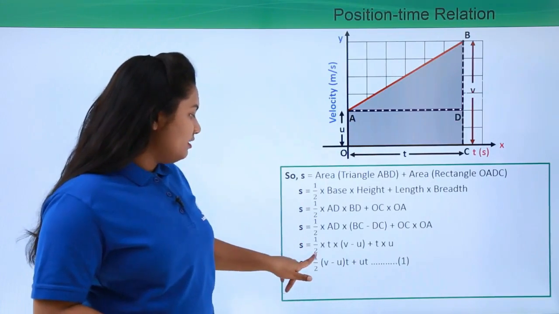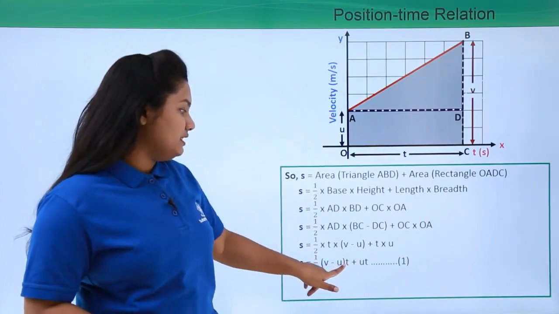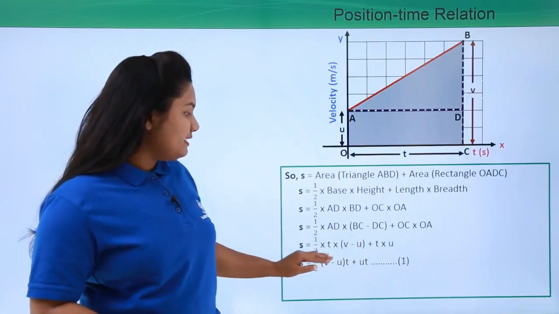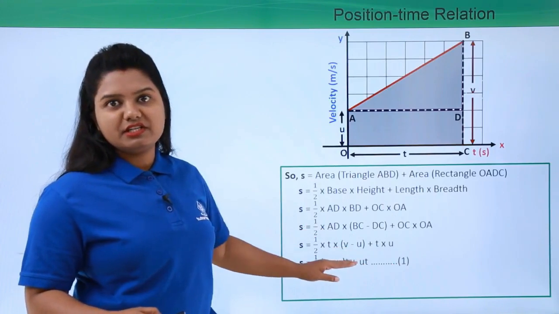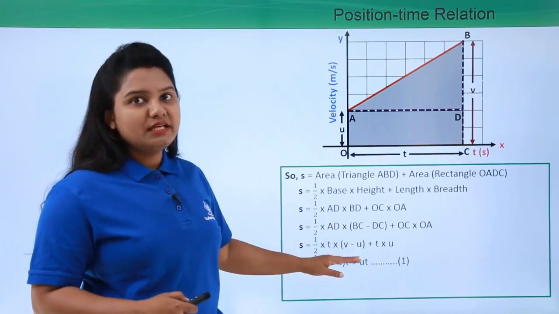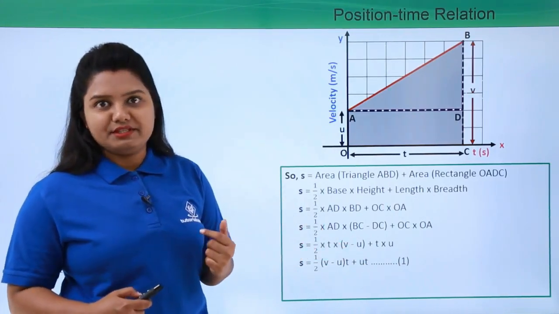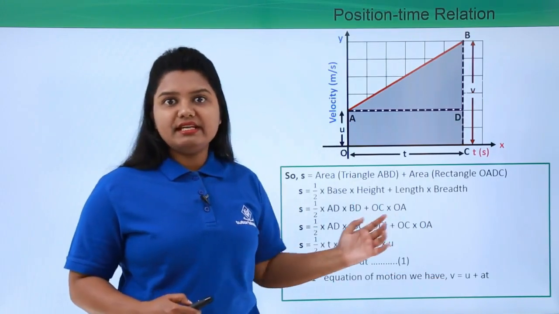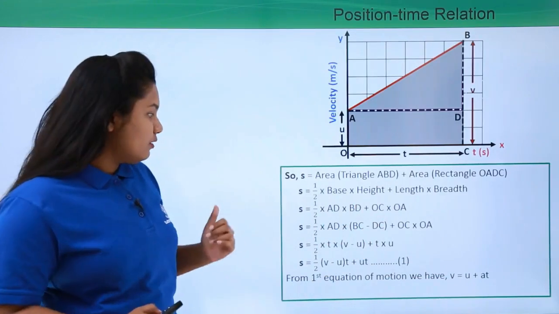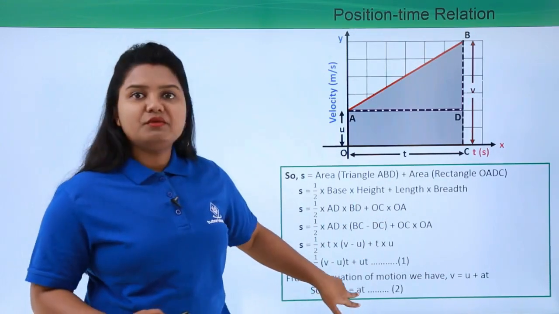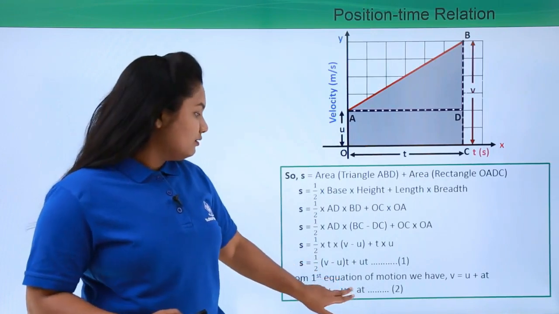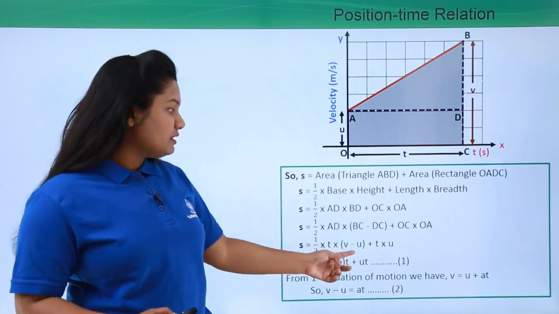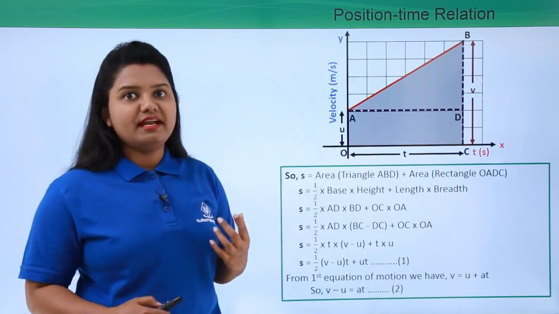Now, S will be equal to half (v minus u) into t plus ut. We will be taking this as our equation number 1 and we will be using this equation later on in this derivation. Now, from the first equation of motion, we know that v equals u plus at. So v minus u will be equal to at. Let us take this as our equation number 2. We will be using both the equations now in the process of derivation.